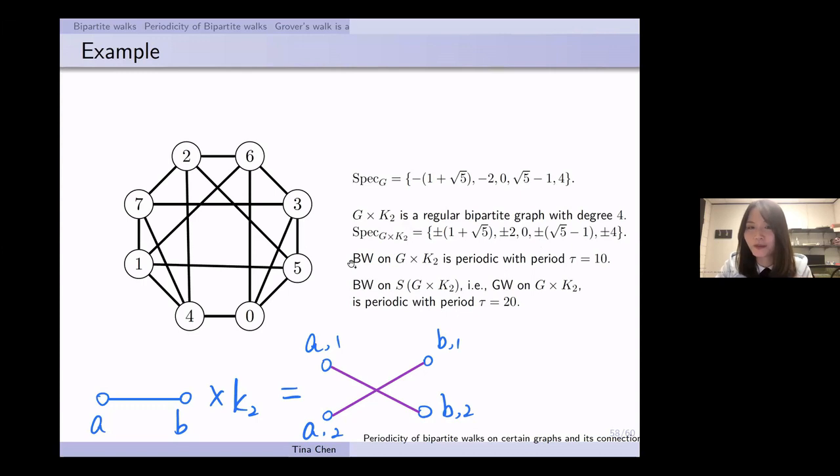And if you still remember the periodicity condition for the bipartite walks, you can see here that this spectrum satisfies the condition. So the bipartite walk defined over this graph is periodic with period 10. On the other hand, it also satisfies the condition for the Grover's walk to be periodic. If you define the Grover's walk on the same graph, it also will be periodic, with period 20. So you can see the bipartite walk reaches its periodic state in only half of the time it takes the Grover's walk to reach its periodic state.